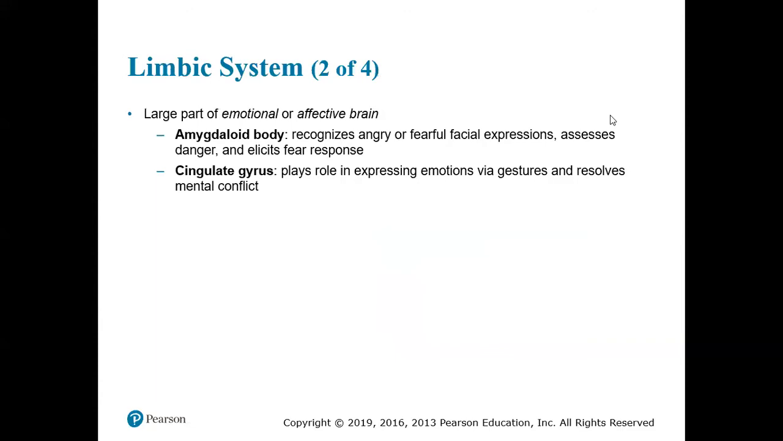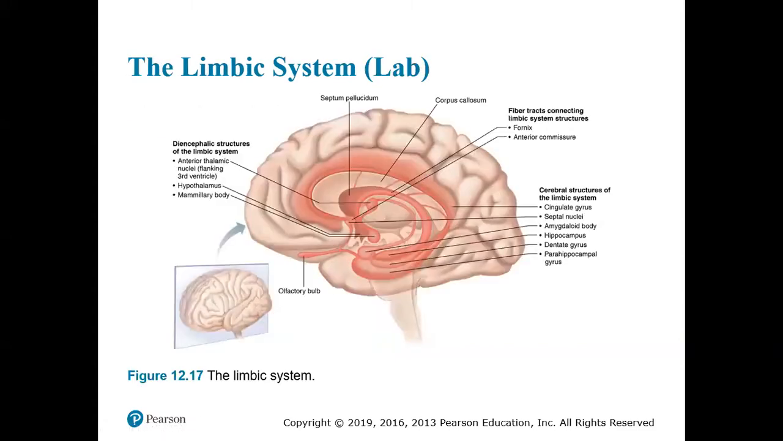The cingulate gyrus plays a role in expressing emotions via gestures and resolves mental conflict. It plays a role in expressing, not recognizing, but expressing emotions. Not recognizing emotions or expressions, but expressing. So see the key word here: amygdaloid recognizes, cingulate expresses. So this is the limbic system.